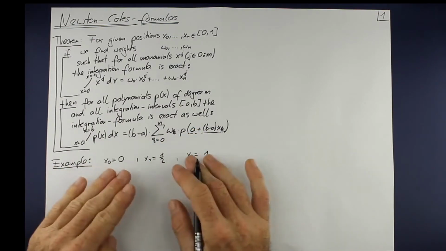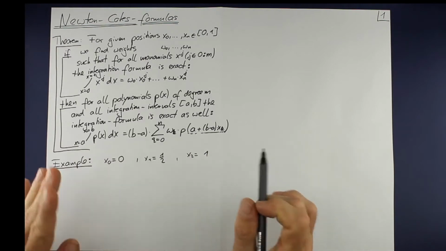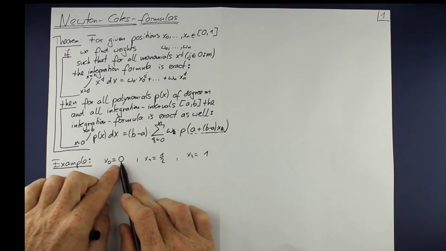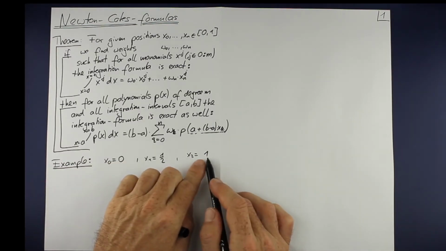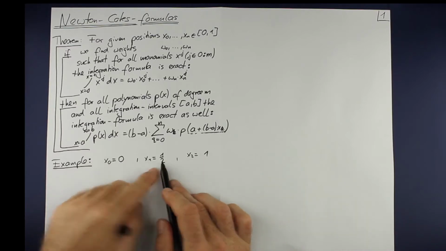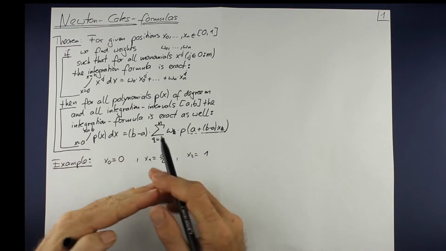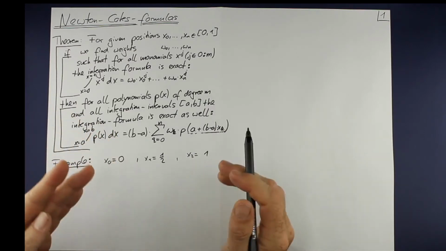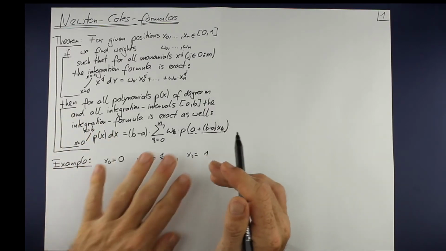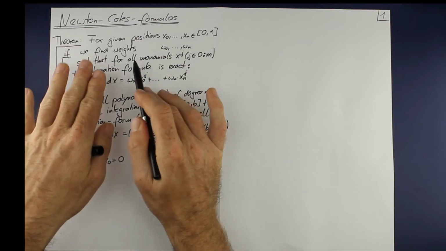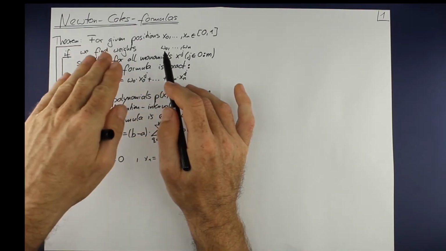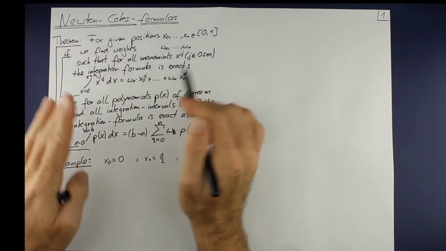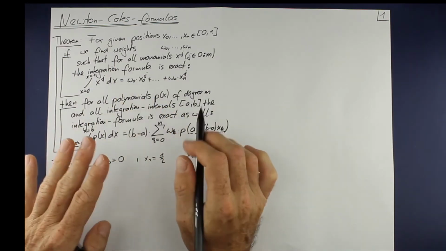You can also use different positions. It's not necessary that the first point is 0. It's not necessary that the last point is 1. And it's not necessary that it's exactly in between. But this is the natural choice. Okay, if we have chosen that, then we can try to find some weights which satisfy this equation.